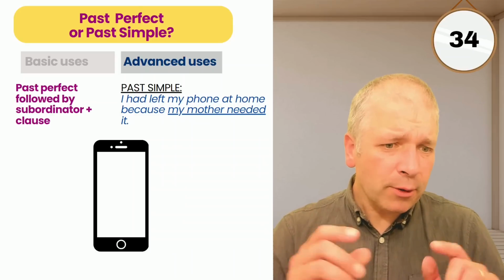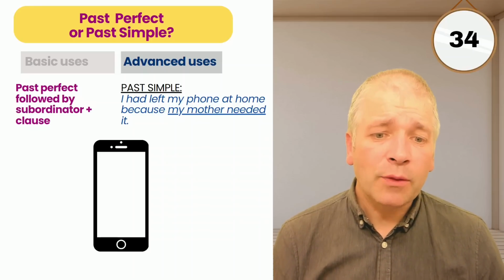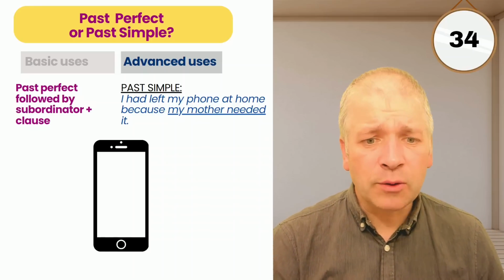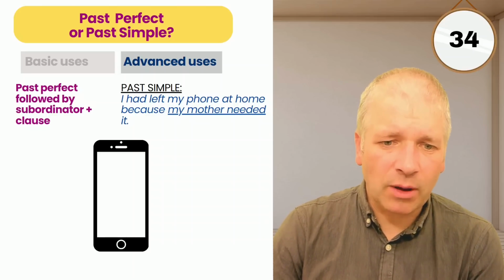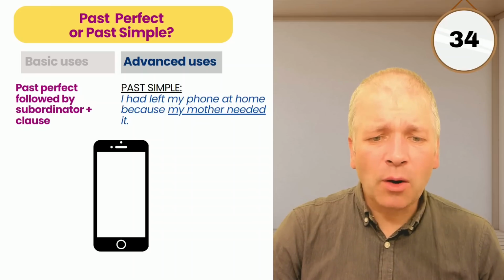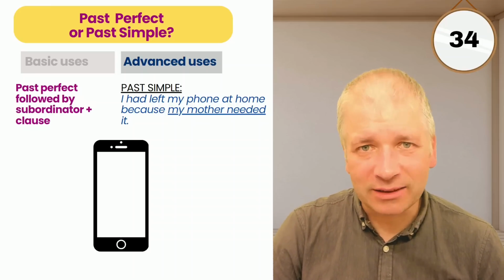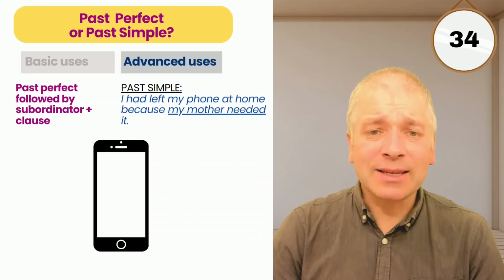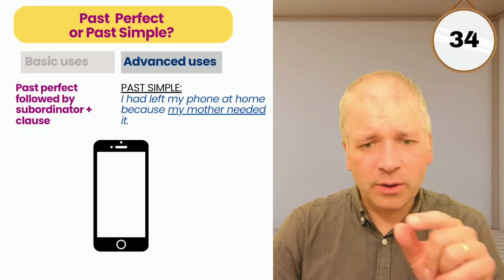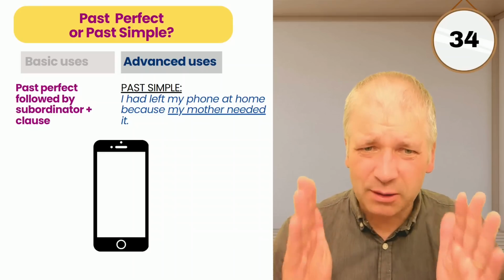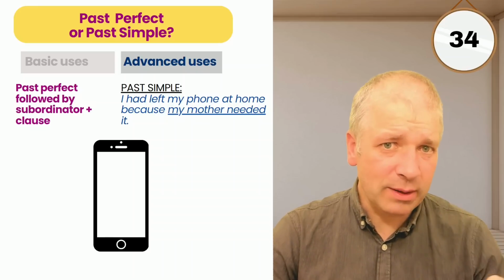If you're using the past perfect followed by a clause with a subordinator, then you normally don't need to use the past perfect again, particularly with reason clauses. I had left my phone at home because my mother needed it, not because my mother had needed it. If we say because my mother had needed it, we're suggesting that she needed it before I'd left my phone at home, which isn't the case. The two things happened at the same time. So we don't use the past perfect twice here.